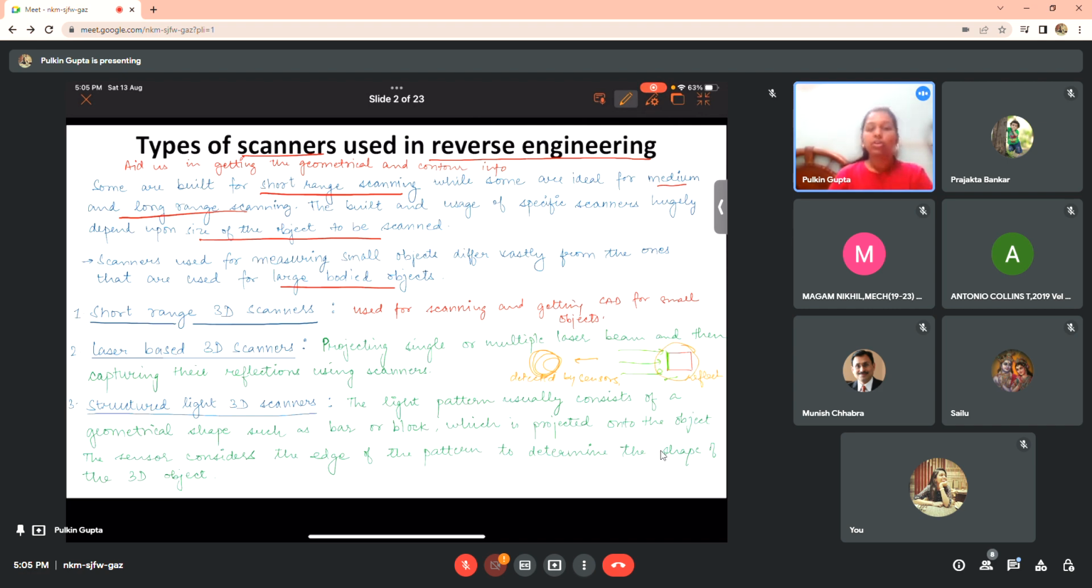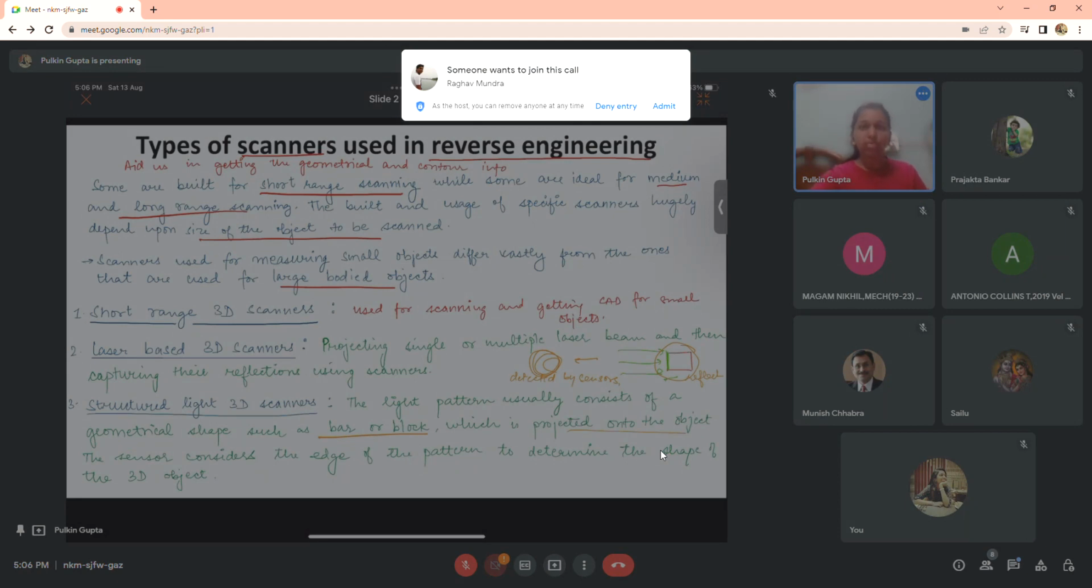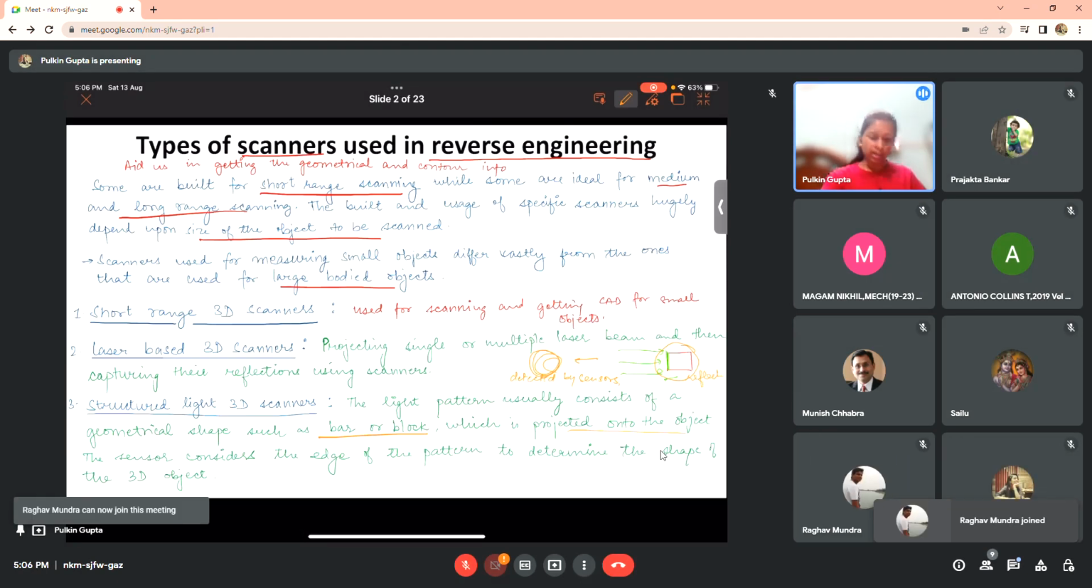Now then we have structured light 3D scanners. In these, there is a light pattern that the 3D scanners throw. So it may be in the shape of a bar or a block, or any other arbitrary shape. This information is fed to the scanners, and they contain this information about what the geometrical shape of the light being thrown by the scanner is. Now this is projected onto the object. When this is projected, there will definitely be reflections, and there will be the cutting of the light.